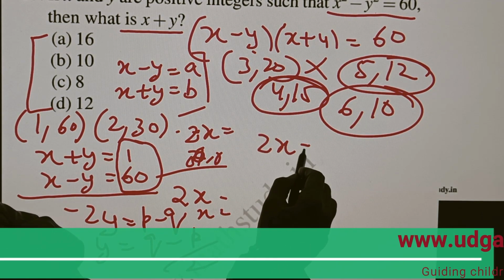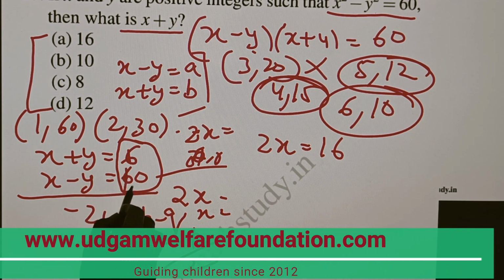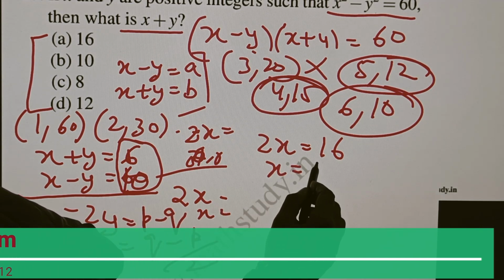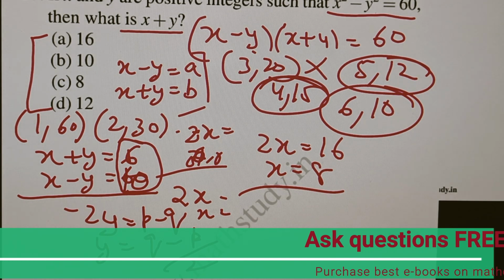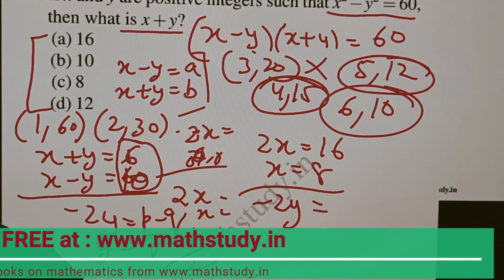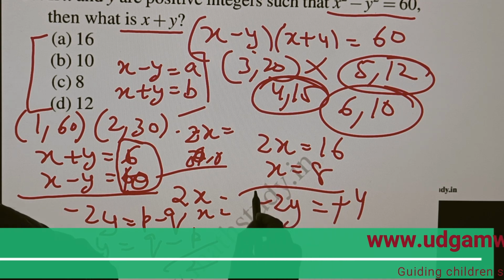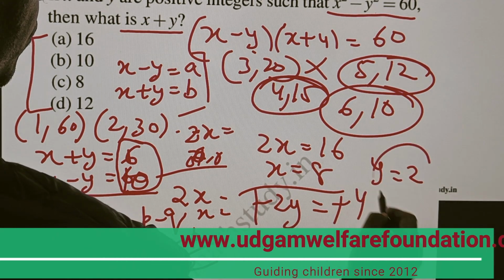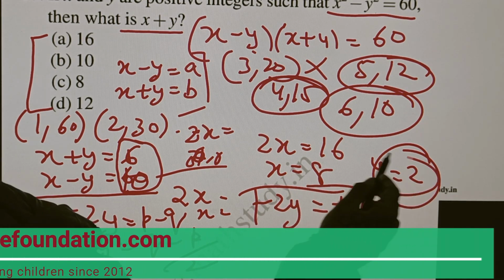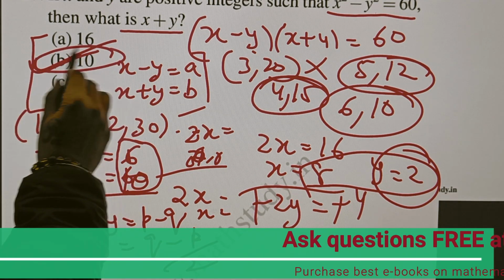So 2x equals 16, by putting 6 and 10 here, right? So 2x, by adding these two equations, you are going to get x equals 8. Similarly, if you subtract these, you will get minus 2y is equal to 6 minus 10, that is minus 4 here. So you are going to get y is equal to 2. So you are having numbers x equal to 8 and y is equal to 2. By adding these two numbers, you are going to get the result, which is 10 here. So our option B is correct here.